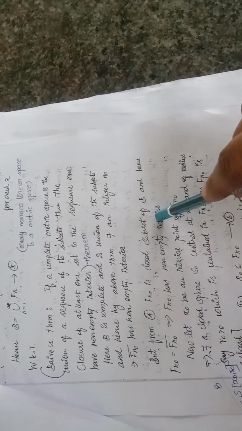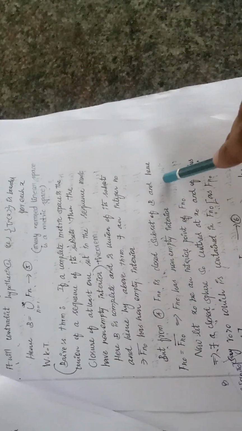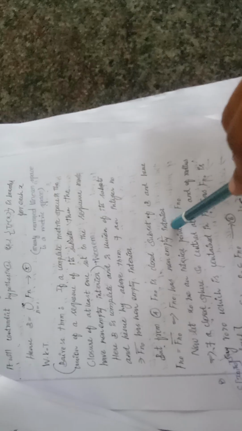By the fourth condition, we know that Fn is a closed subset of B. So Fn naught is a closed subset of B, and closed means Fn naught equals its closure. So Fn naught also has a non-empty interior. Let x naught be an interior point of Fn naught. Then there exists a closed sphere, since an interior point definitely has a closed sphere around it.